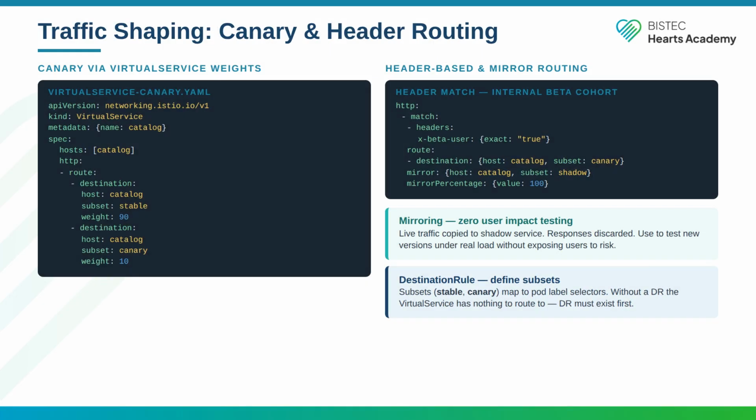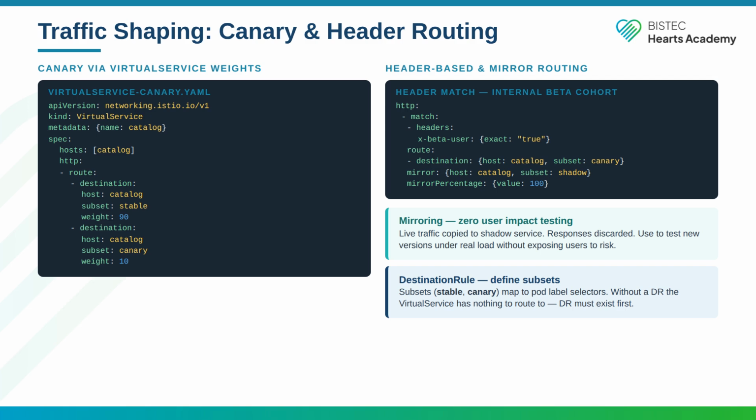Virtual service is how you shape traffic without modifying deployment manifests. The weight-based canary example routes 90% of requests to the stable subset and 10% to canary. To shift that ratio, you update a single YAML field and kubectl apply. No rollout. No restart. Header-based routing lets you target a specific subset of users. In the example, requests carrying the header x-beta-user: true are routed to the canary version. All other traffic goes to stable.